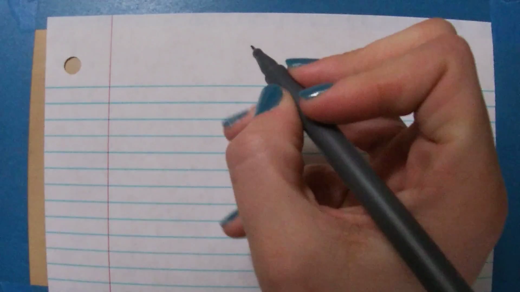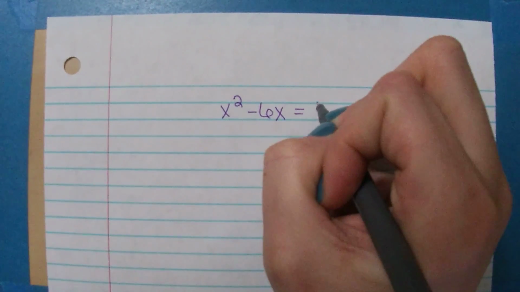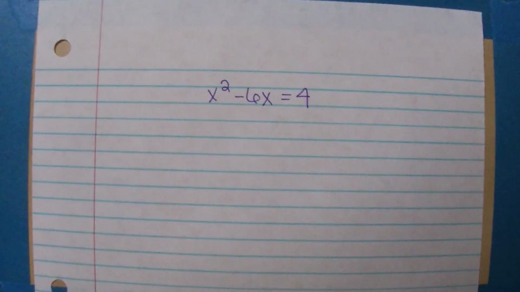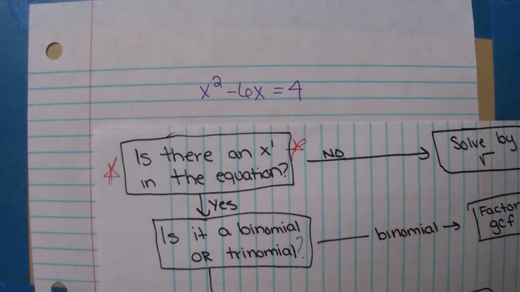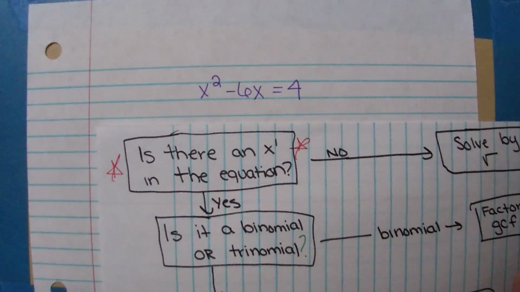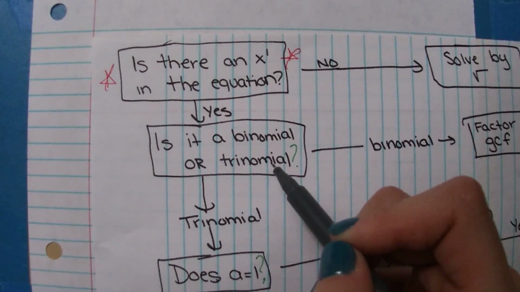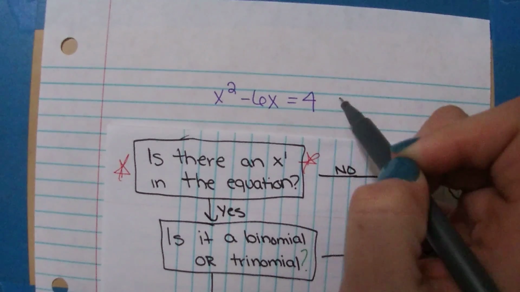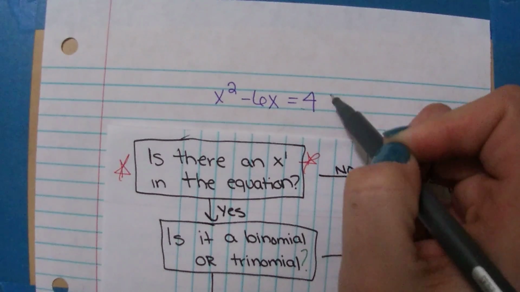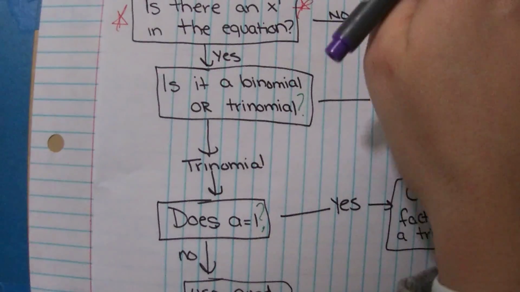How about x squared minus 6x equals 4. Okay, so is there an x to the first power? Yes. So we're going to follow the yes line. Is it a binomial or a trinomial? Now we have to be really careful here because my students will want to answer this as if there's a binomial, but this does not equal 0, so this 4 counts as a term, which means this is a trinomial.